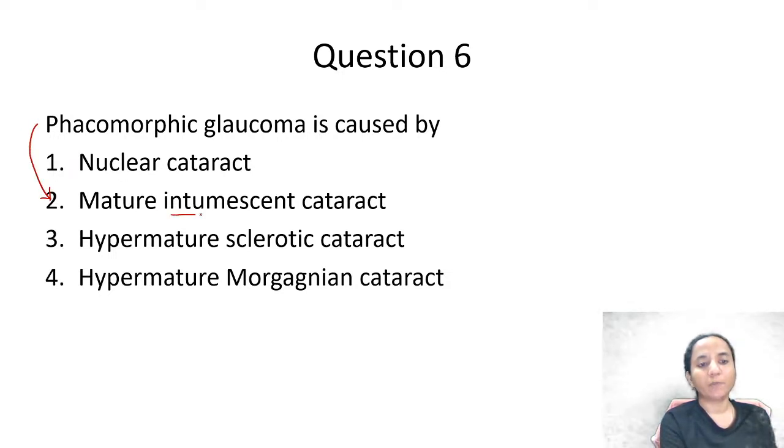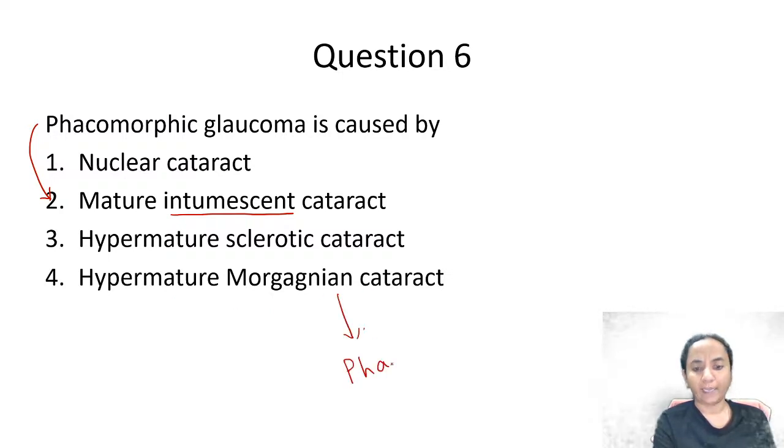The mature intumescent cataract means it's a swollen lens which pushes the iris forward and closes the angle. So this mature intumescent cataract causes phacomorphic glaucoma. And the way you people have confused is with a hypermature Morgagnian cataract. See, hypermature Morgagnian cataract causes phacolytic glaucoma.